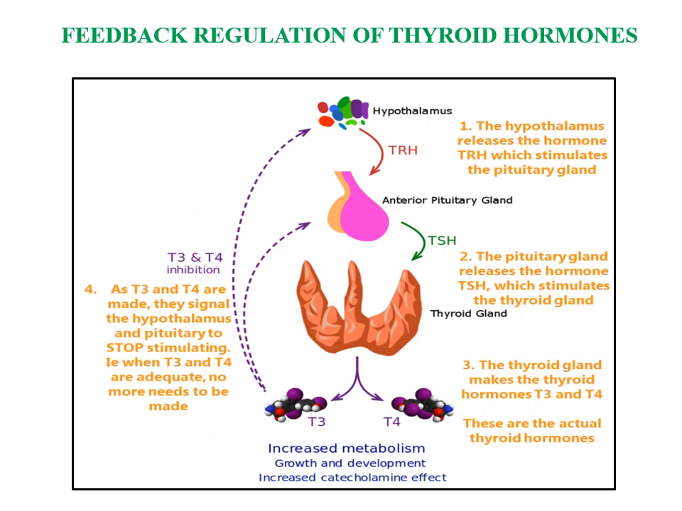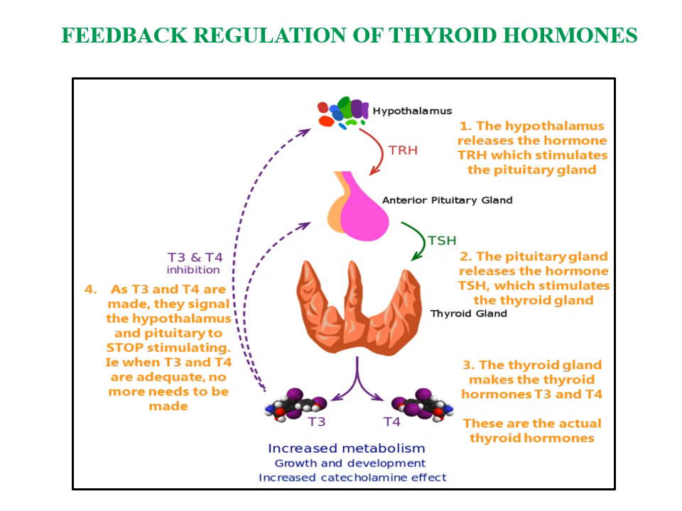Now we'll see how the secretion of this thyroid hormone is regulated. Whenever there is need of thyroid hormones in the body, it is sensed by the hypothalamus, and the hypothalamus releases one hormone, that is thyroid releasing hormone. This thyroid releasing hormone, that is TRH, goes and stimulates the anterior pituitary gland to release another hormone, that is thyroid stimulating hormone. Now this thyroid stimulating hormone or TSH goes and binds with the receptor of thyroid follicles. Now this thyroid follicle will start synthesizing and secreting the thyroid hormones.